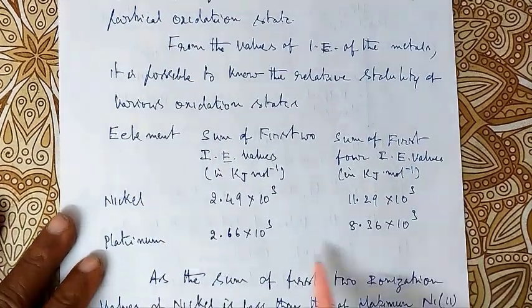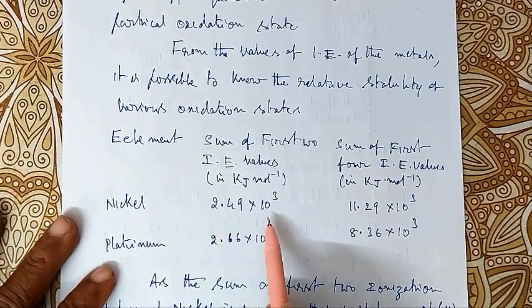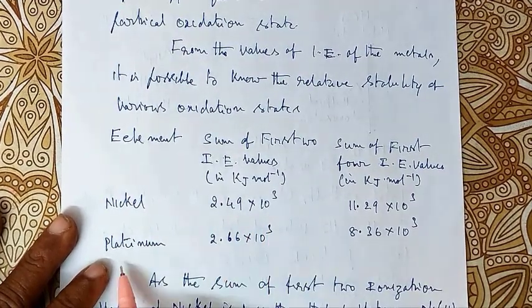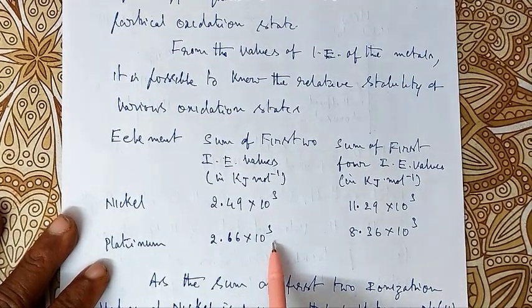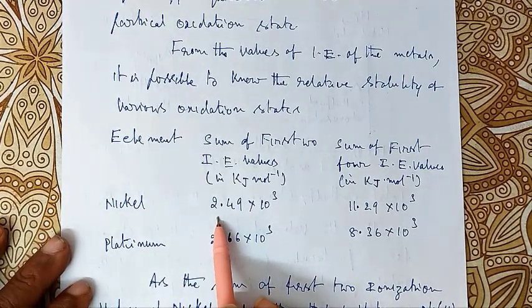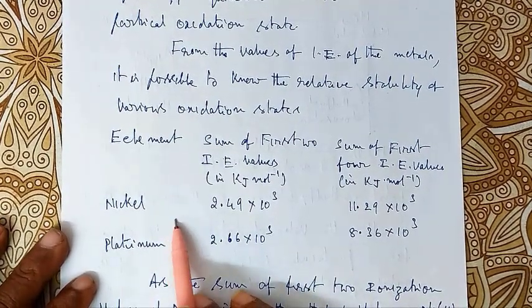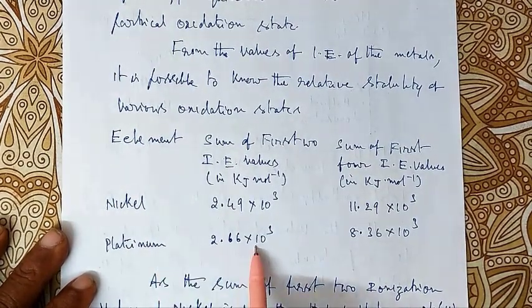are given here. Nickel has 2.49 into 10 to the power 3 kilojoule per mole, whereas platinum has 2.66 into 10 to the power 3 kilojoule per mole. As the sum of the first two ionization enthalpies is less for nickel, the Ni2+ oxidation state is stable when compared to Pt2+.